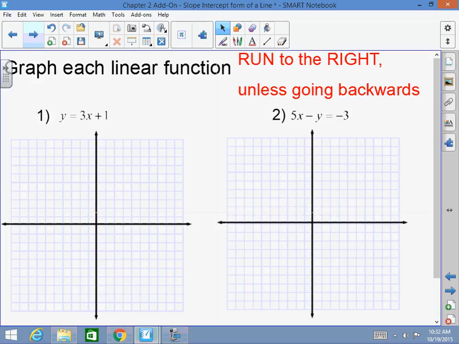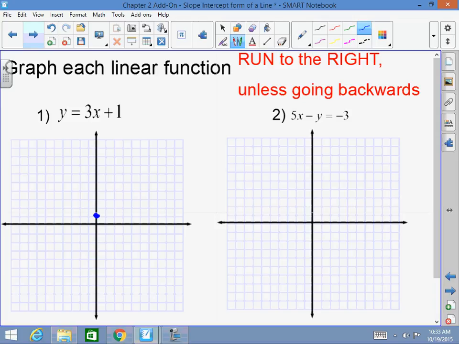For example, I've got y equals 3x plus 1. I don't have to solve for y in this case because the y has already been solved for. So my second step is to graph the y-intercept. What is the y-intercept here? 1. So I'm literally going to go to my y-axis and graph y equals 1. Now, from my y-intercept, I'm going to follow my slope both forwards and backwards.